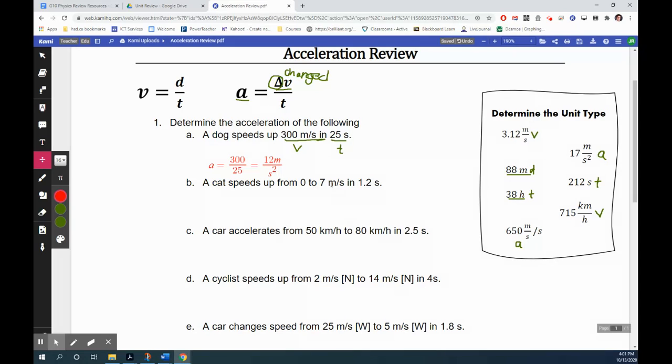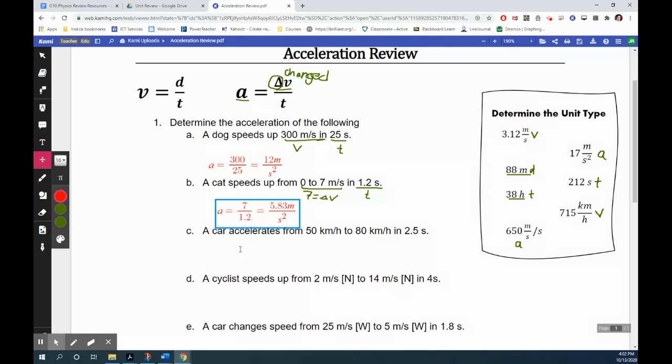A cat speeds up from 0 to 7 meters per second in 1.2 seconds. All right, it started at 0, went to 7. What's the change in velocity? The change in velocity, okay, is 7. So 7 is our change in velocity. And this is our time, 1.2 seconds. And so what are we going to do? Acceleration is change in velocity divided by time. So we got A equals 7 divided by 1.2. And we get an answer of 5.83 meters per second squared. Because it's meters per second per second.